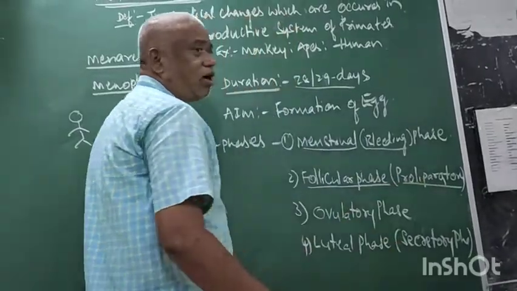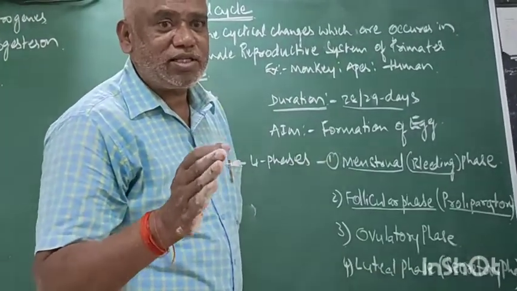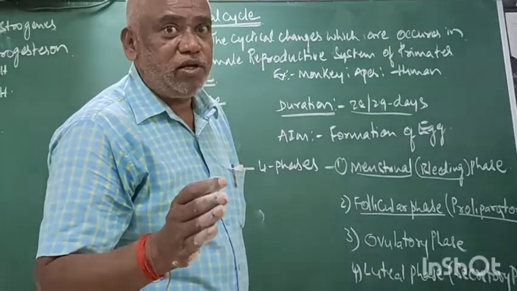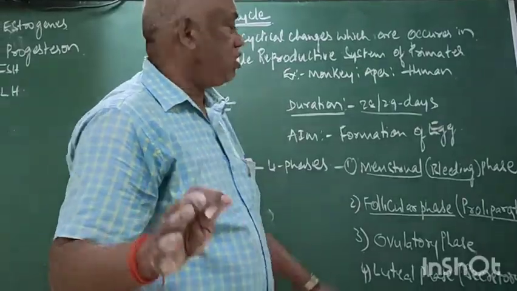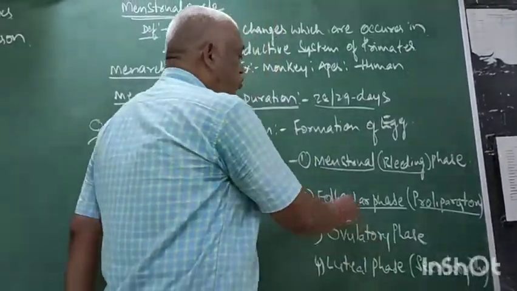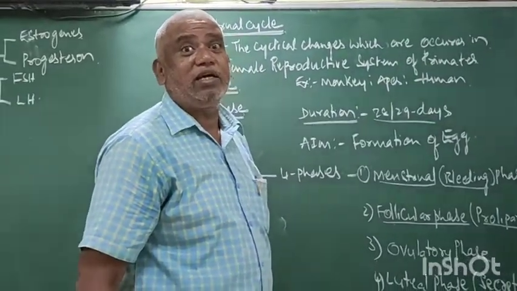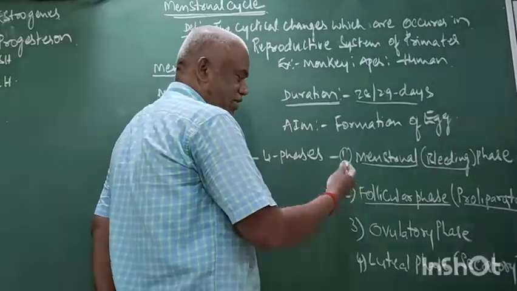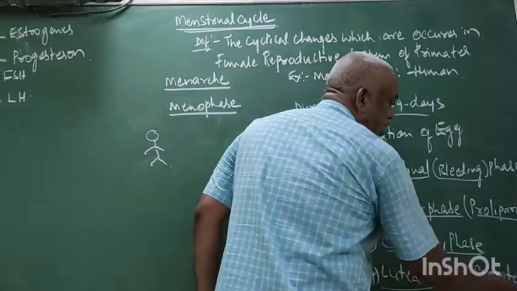Proliferation is a Latin word meaning division, cell division. 2 cells become 4, 4 cells become 8. Proliferatory means cellular division. Now follicles: yesterday I told you primary, secondary, tertiary Graafian follicles. Then the ovulatory phase, and the luteal phase, or secretory phase.